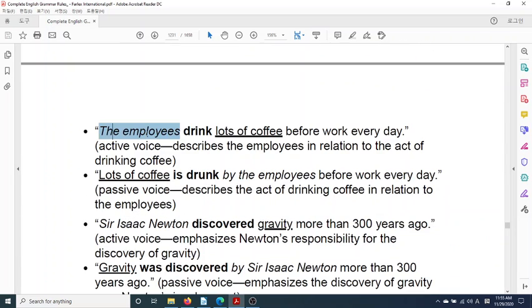The employees drink lots of coffee before work every day. So, what's more important here? The coffee or the employees? What's the sentence actually about, right? Lots of coffee is drunk by the employees before work every day. Here, the coffee is more important than the employees.